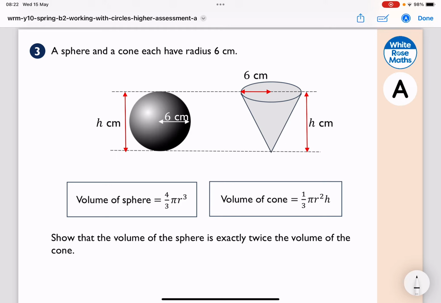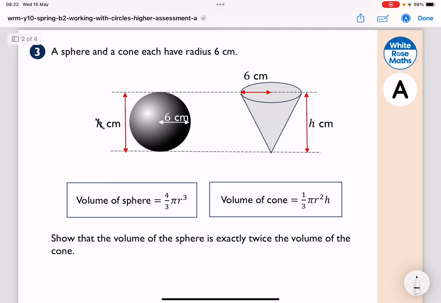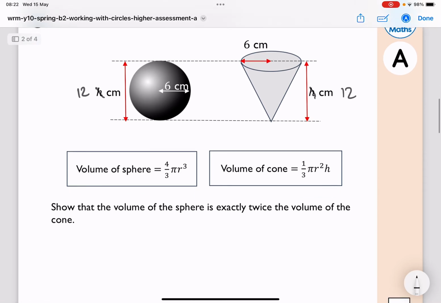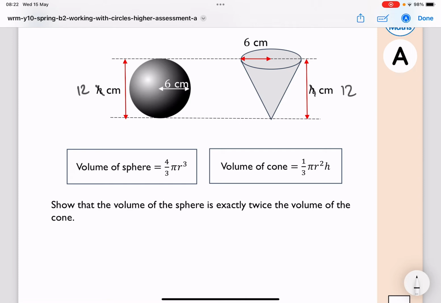One thing we can see here straight away, if we look at our diagram, is that the sphere has a radius of 6, so h is 12. And in fact, in this case, h is 12 for both. So what I'm going to do is just substitute. So I've got 4/3 pi, r is 6 cubed. And then I've got 1/3 pi, 6 squared, 12.